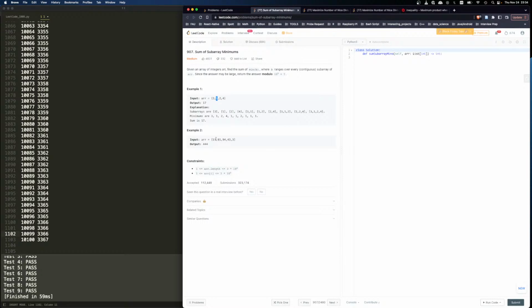Let me think again. 3. Okay. And then comes 1. So 1 is smaller, so 3, I can do 3. I'm thinking about a monotonic array. Then 2 comes. 2 is bigger, so I just put it there. And 4 is bigger, and I put it there.